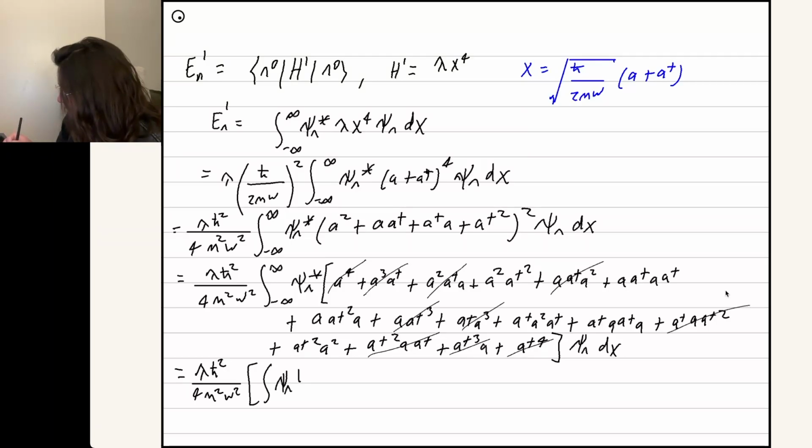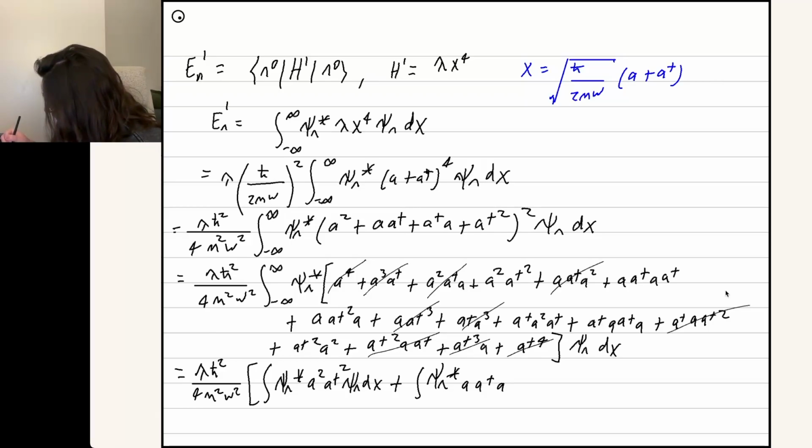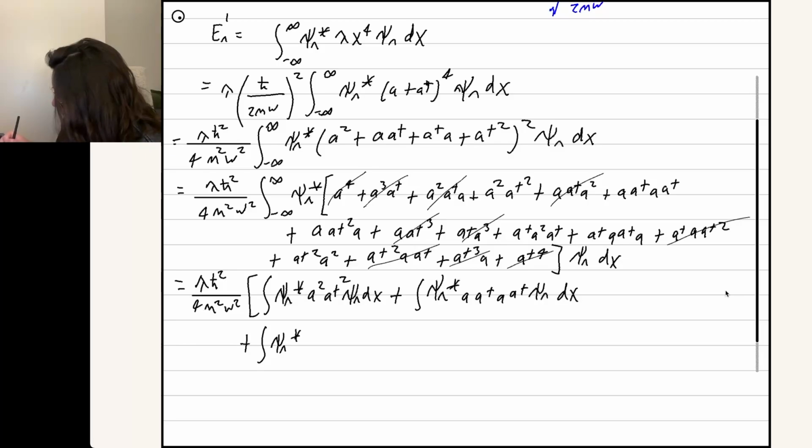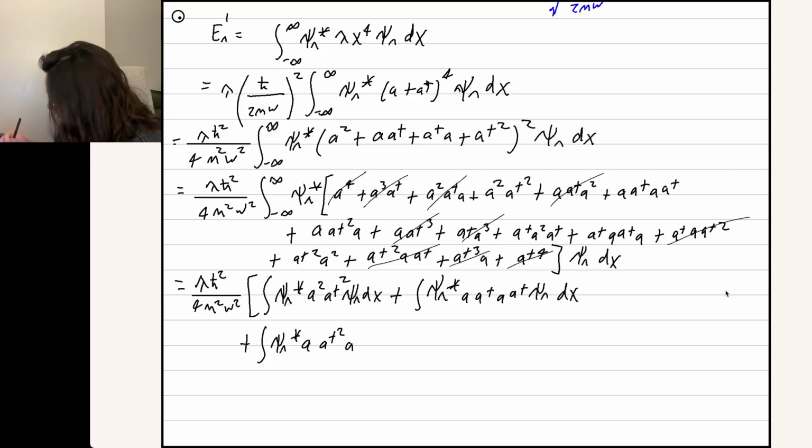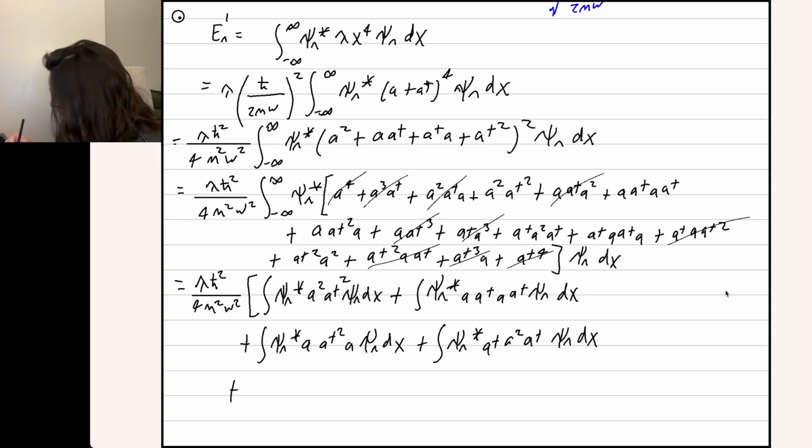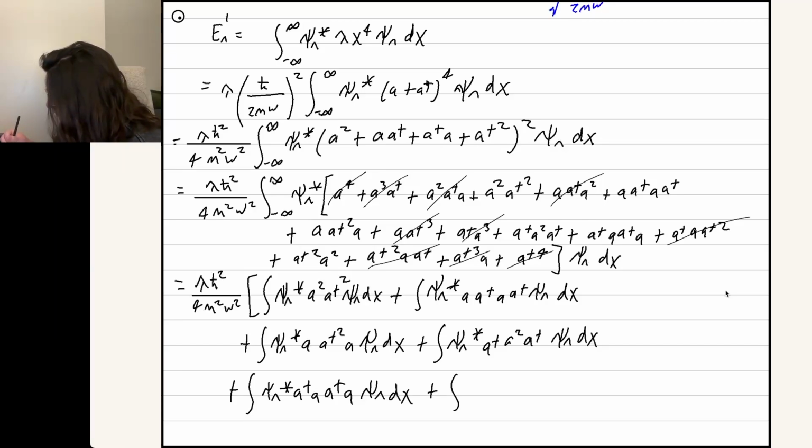So we have an integral psi n star a squared a dagger squared psi n dx, plus integral psi n star a dagger a dagger psi n dx, plus integral psi n star a dagger squared a psi n dx, plus integral psi n star, or nope, just a dagger a squared a dagger psi n dx, plus integral psi n star a dagger a psi n dx, plus the integral of psi n star a dagger squared a squared psi n dx from minus infinity to infinity.